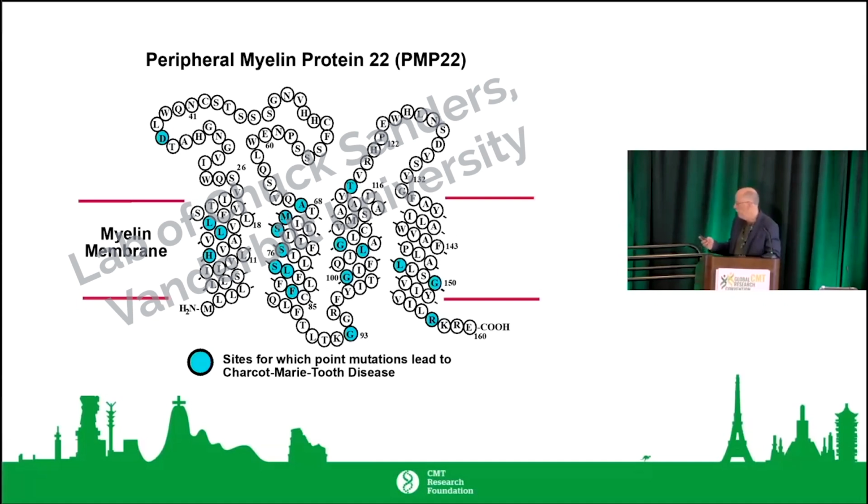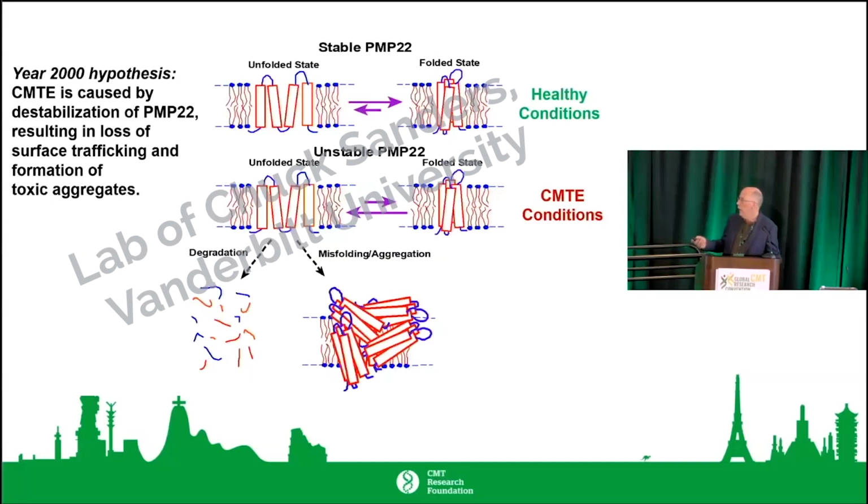And so what was known even then was that a mutation at any one of these blue sites causes Charcot-Marie-Tooth disease. And we now appreciate that these mutations cause the type E phenotype of Charcot-Marie-Tooth disease. And so I decided we would try to figure out, how do these mutations cause the disease? Our working hypothesis is that these mutations destabilize the protein, and it's this destabilization of the protein that ultimately leads to the disease.